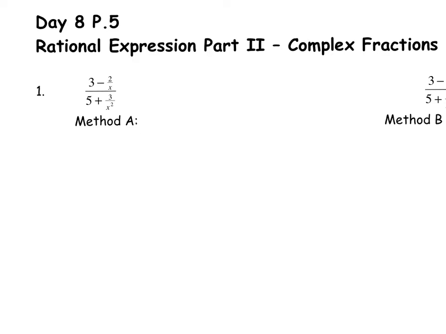All right. Now the first method I'm going to use here is just to rewrite that fraction. My fraction can be thought of as numerator divided by the denominator. So that's what I'm going to do first. I'm going to rewrite that as the numerator, which is 3 minus 2 over x, divided by the denominator, 5 plus 3 over x squared.